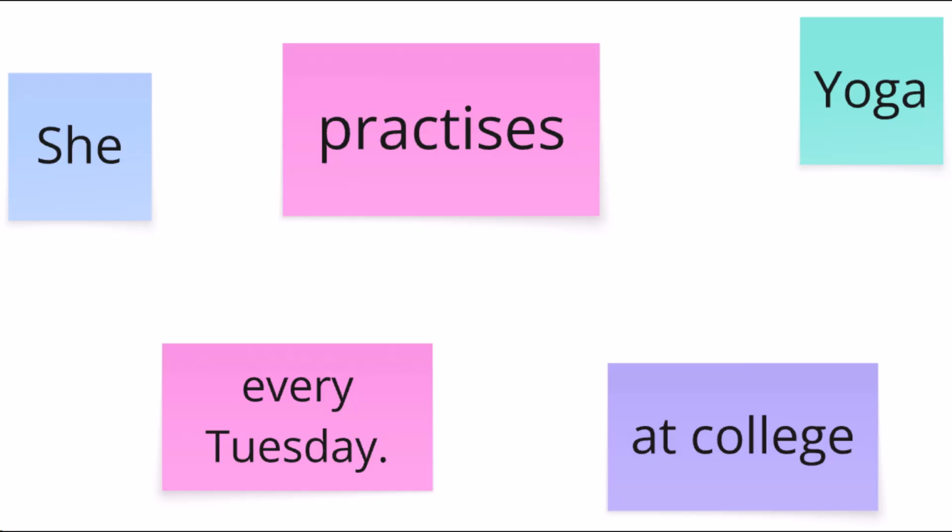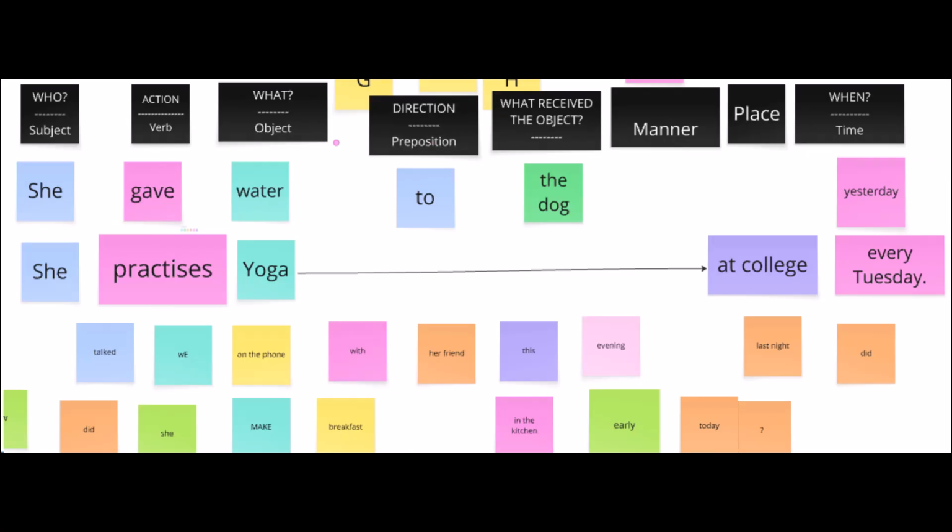So she moved the blocks that contained the words she, practices, yoga, at college every Tuesday. She arranged the pieces until the sentence became clear. She practices yoga at college every Tuesday. The sentence was no longer an invisible grammar explanation. Because of the TPR, she could touch each part with her cursor. She could see the sentence structure.